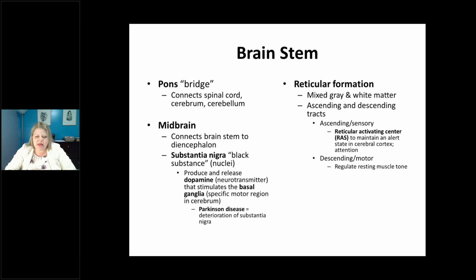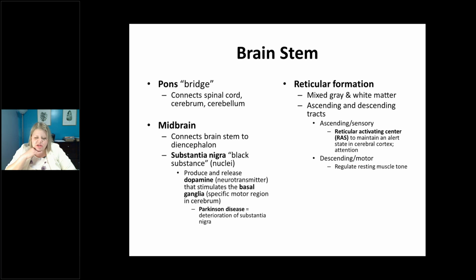We'll be talking about this in pathology, but it's important because it produces and releases the neurotransmitter dopamine. And dopamine is our reward neurotransmitter, right? We keep doing something because of dopamine. It makes us feel good. Dopamine is also really important for smooth, rhythmic motor function. And when there's less dopamine being synthesized and released to stimulate the basal ganglia, which is a center or region in the cerebrum, okay, so a higher brain center, you're going to have some issues.